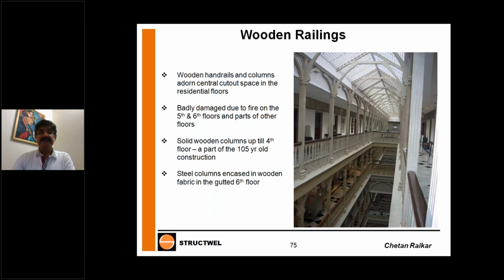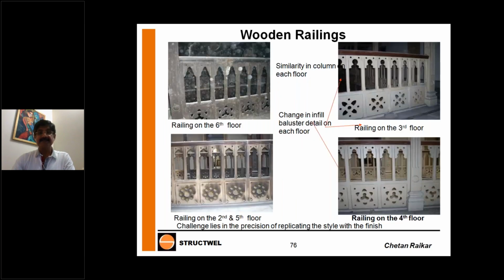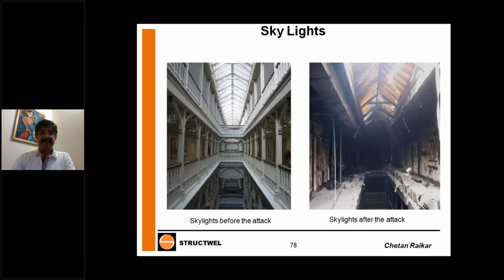Let's look at the wooden handrails. This is how it looks today, and this is how it looked even prior to the terrorist attack. On every floor, if you see, this design is different on every floor. It's not that they are the same. So conservation means you have to identify which design existed on that particular floor and use the same design and copy it. You can't blindly give instructions to contractors. You've got to be sensitive about the needs of the structure. This is the skylight after the attack; the railing is fully burnt down because it was wooden. The columns are burnt down.